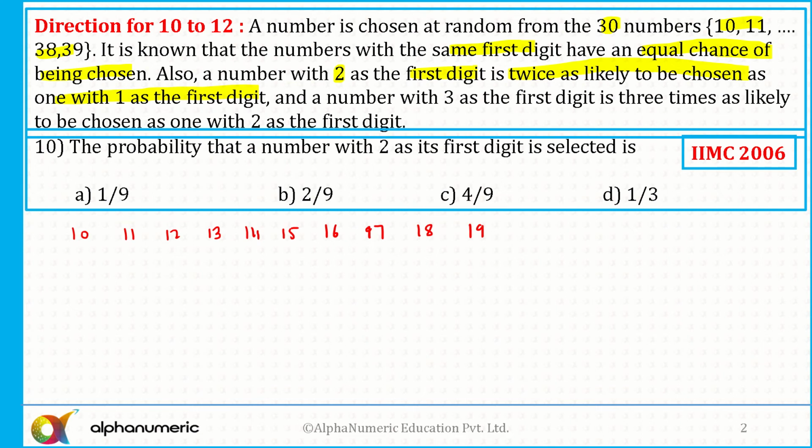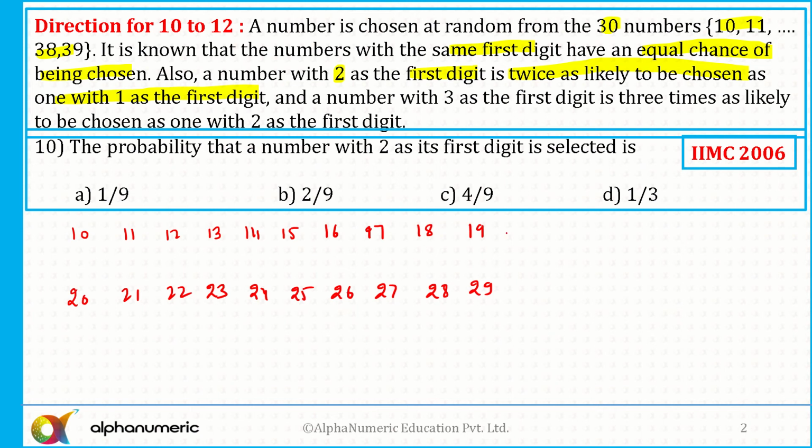Now, if there were no conditions, we could have easily said there are 30 numbers, so each one of them has a probability of 1 by 30 if I'm choosing one number at random. But here we can't say that, because for the numbers starting with 1 there are equal chances, and for the numbers starting with the digit 2, that is 20, 21, 22, 23, 24, 25, 26, 27, 28 and 29, there are equal chances which are different from the numbers which start with 1.